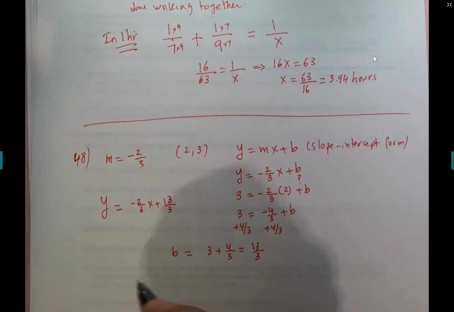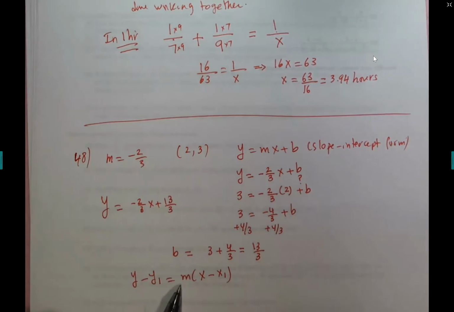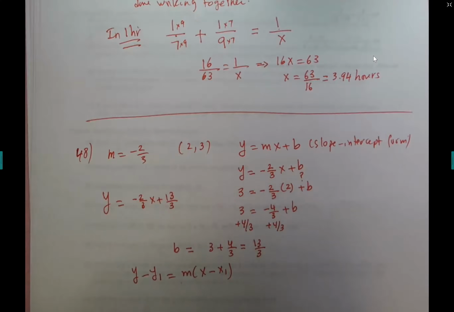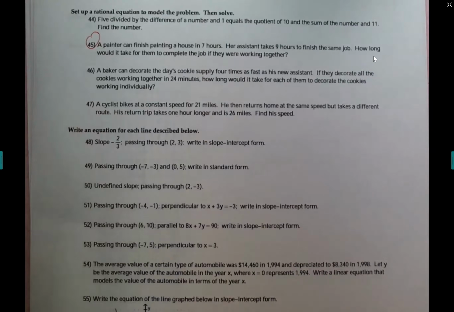The other equation, guys, you could have used is this: y minus y1 equals m(x minus x1). M is negative 2 over 3. X1 is 2. Y1 is 3. But you still have to solve for y once you're done, because he wants that in slope-intercept form. Any questions? Okay.